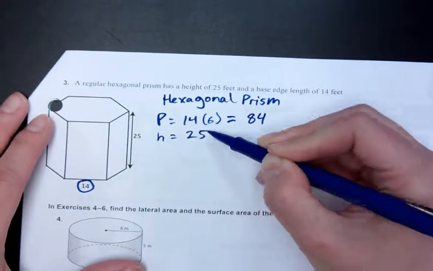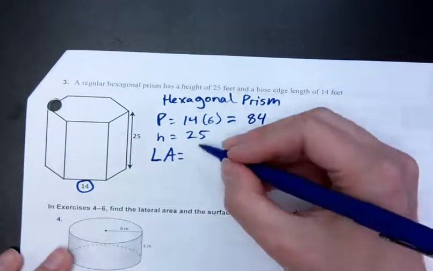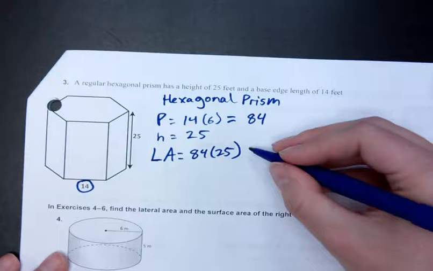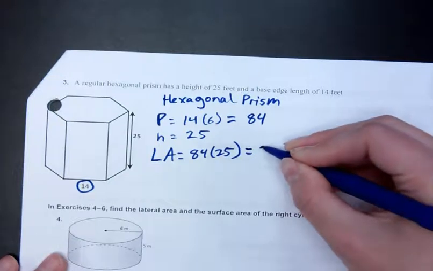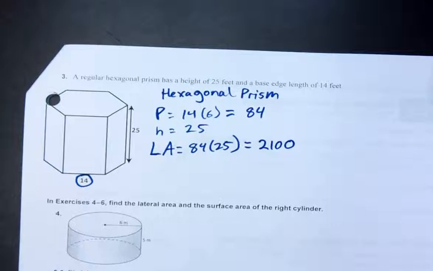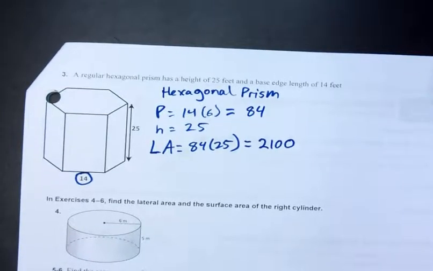25. So our lateral area is 84 times 25, which comes out to 2100. Okay, it's a big hexagon. And it says this is in feet. What do you think would be that big?